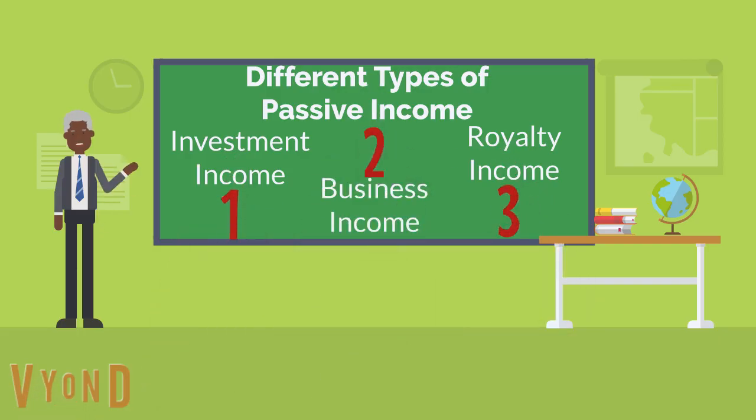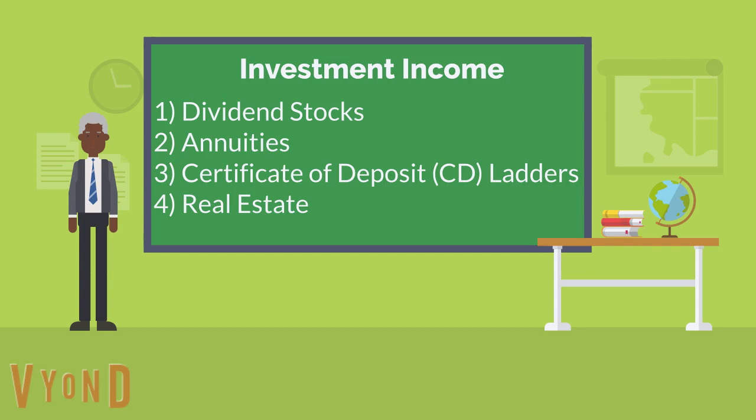So we've broken down passive income into 3 types. The first is going to be investment income. The second is business income, and the third is royalty income. Starting with investment income. Investment income is the income derived from stocks, bonds, annuities, certificate deposits, real estate, as well as other investments. This is a revenue stream that requires you to put up money first. Money to purchase the stocks, the annuities, the rental property, and so on.